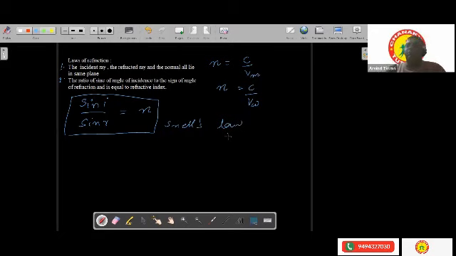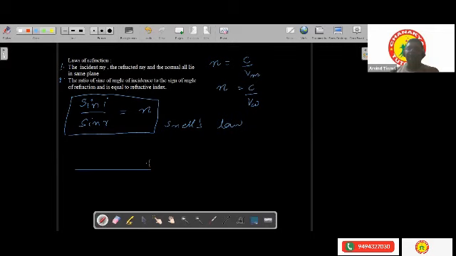When the ray of light moves from a rarer medium to a denser medium, it bends towards the normal. And when it moves from a denser medium to a rarer medium, then it bends away from the normal. So here you have some rarer medium, and here you have a certain denser medium. If the ray of light travels from the rarer medium towards the denser medium, the ray of light bends towards the normal.